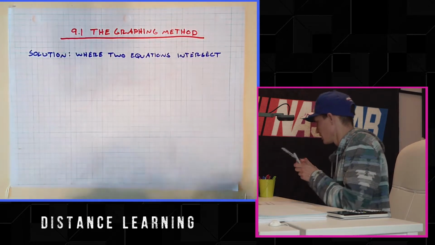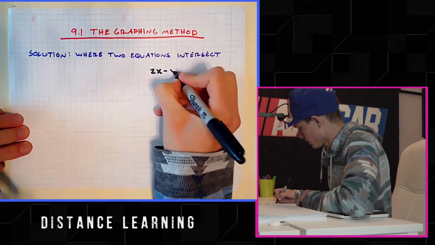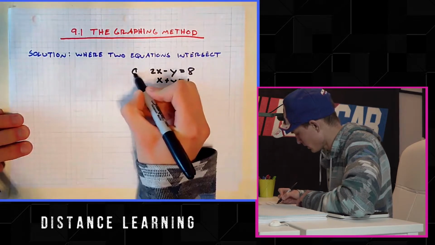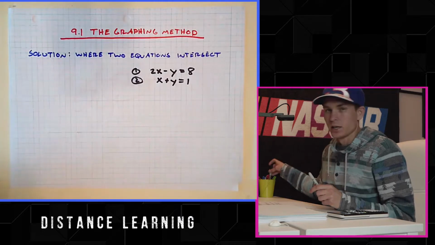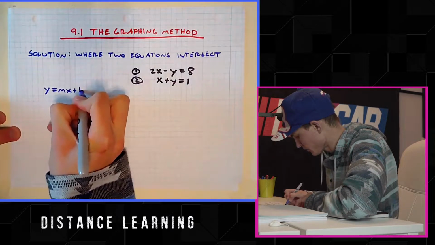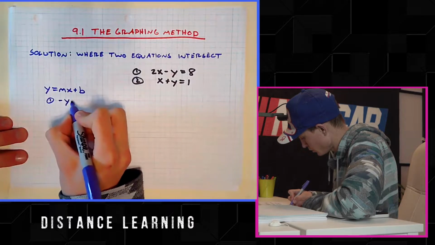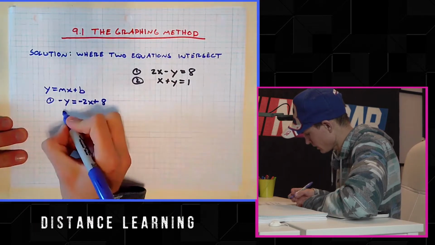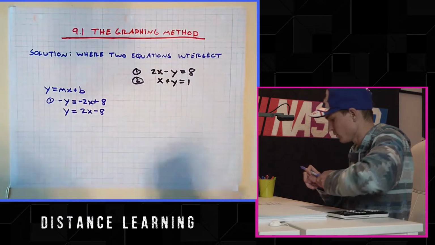So you'll see the book gives us two equations to begin with: 2x minus y equals 8, and x plus y equals 1. Equation 1, equation 2. The first step you're going to want to do is put these into slope-intercept form, that is y equals mx plus b form. For equation 1, I'm going to move the 2x to the other side, and then divide by a negative to get positive y. So it's going to be y equals 2x minus 8. That is in slope-intercept form for equation 1.